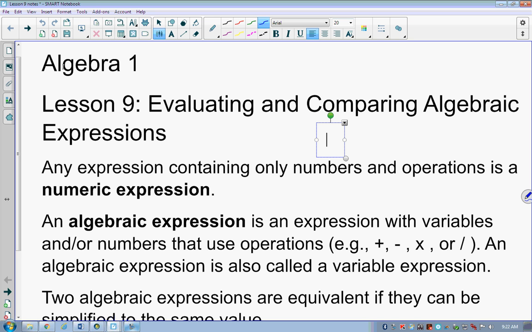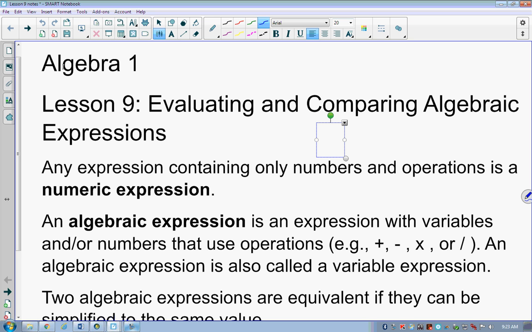We can even take an algebraic expression and make it numerical if we know what numbers we want to substitute in for our variables. We can plug in numbers, and now it's all numerical because it's all addition, subtraction, multiplication, division of just numbers. And that's kind of the math that we would like to do.